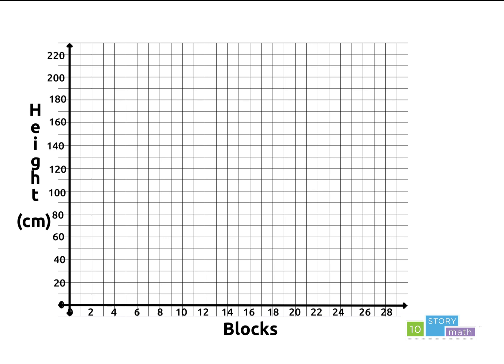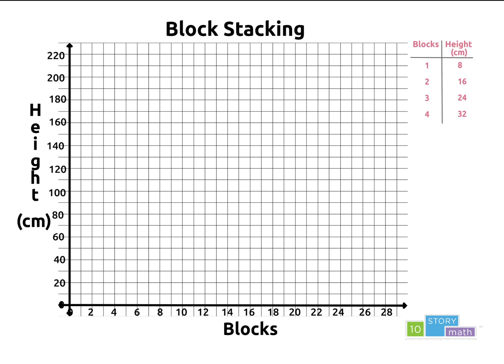And of course, every graph needs a title. Let's call this one block stacking. On the right side of the screen, you will notice I added the table. We're going to plot all of this information on the graph and then use it to answer the questions. First, let's create points that we can plot on the graph by creating ordered pairs. We can create the ordered pair 1, 8 using the information that 1 block has a height of 8 centimeters.